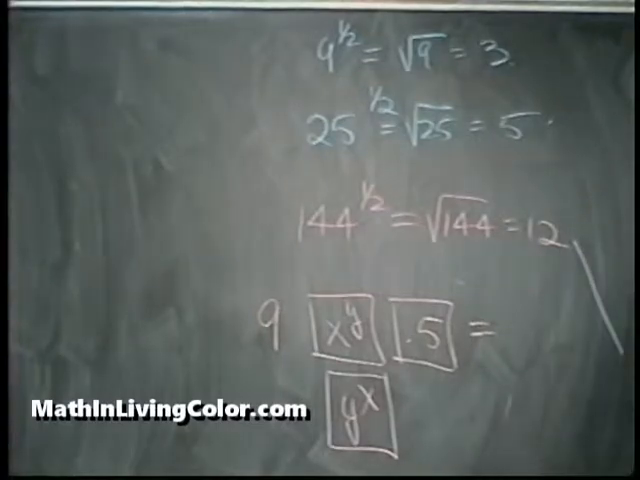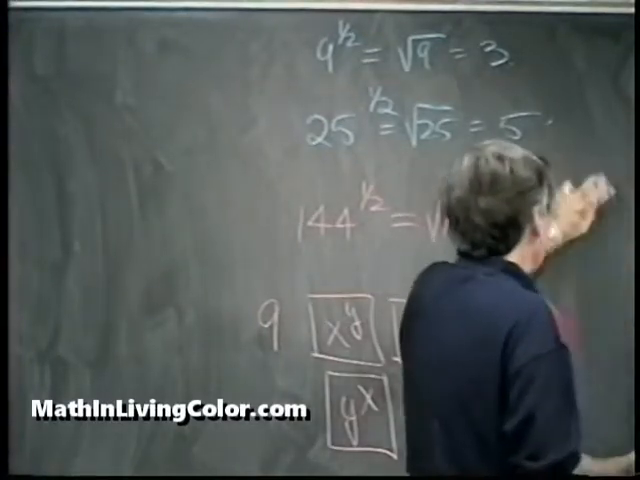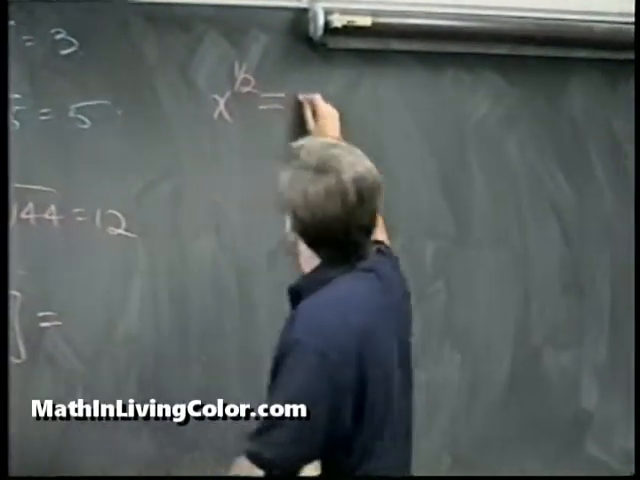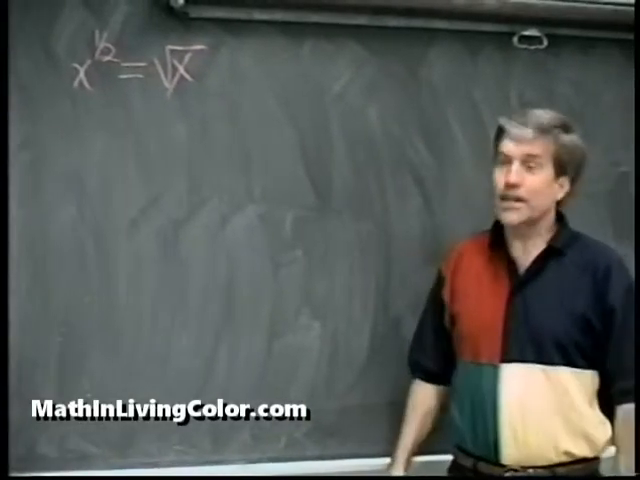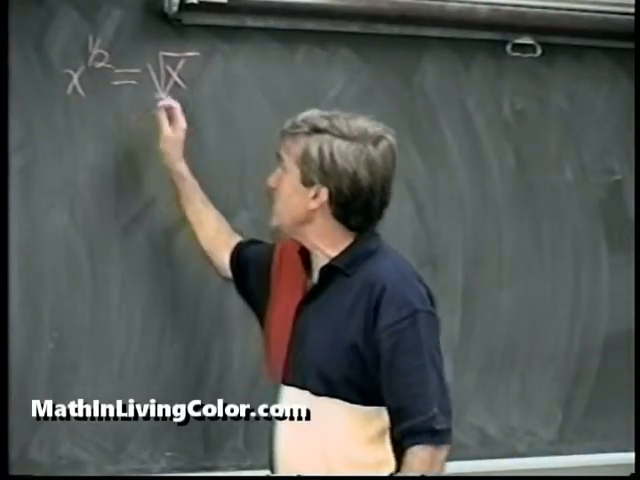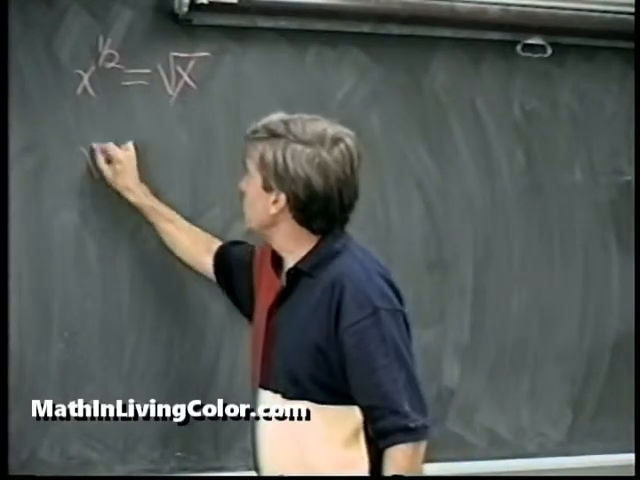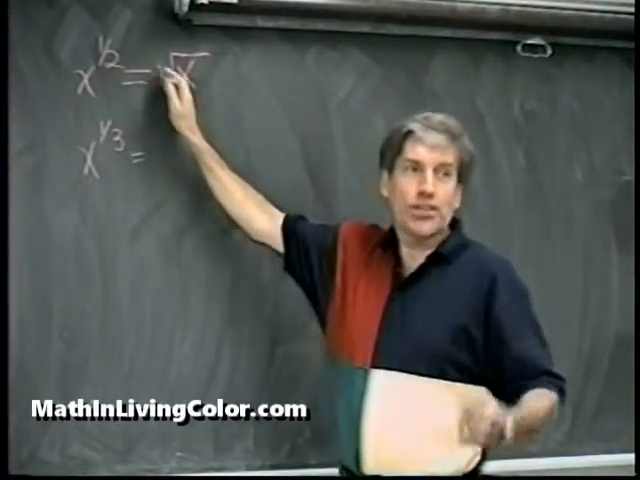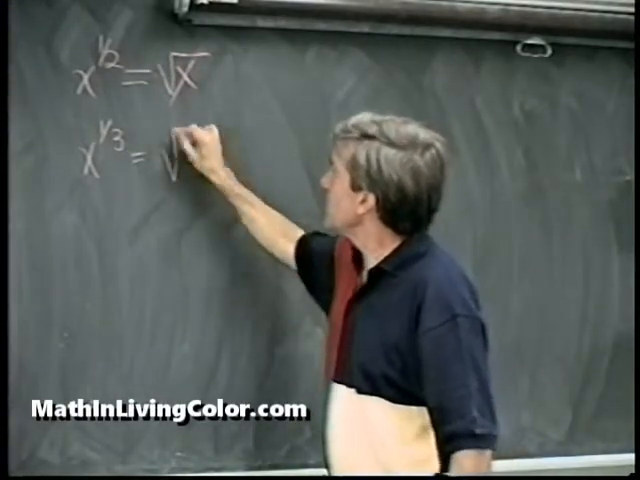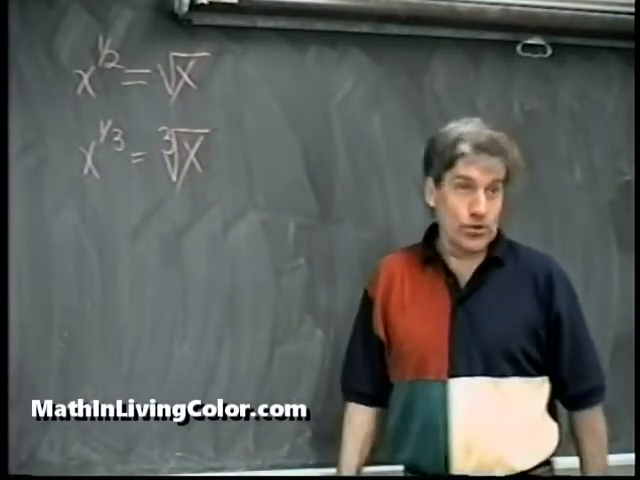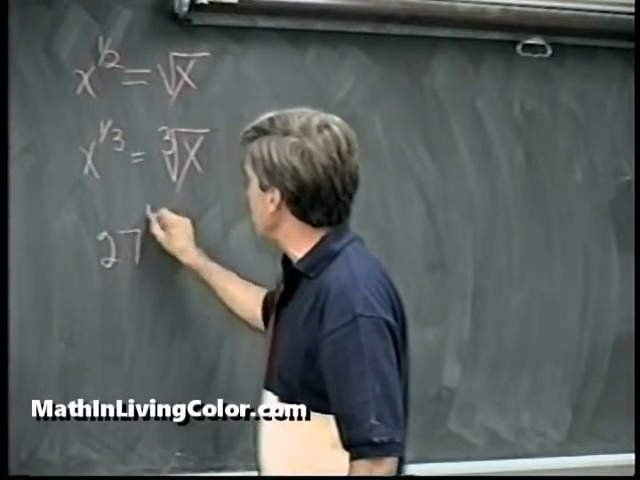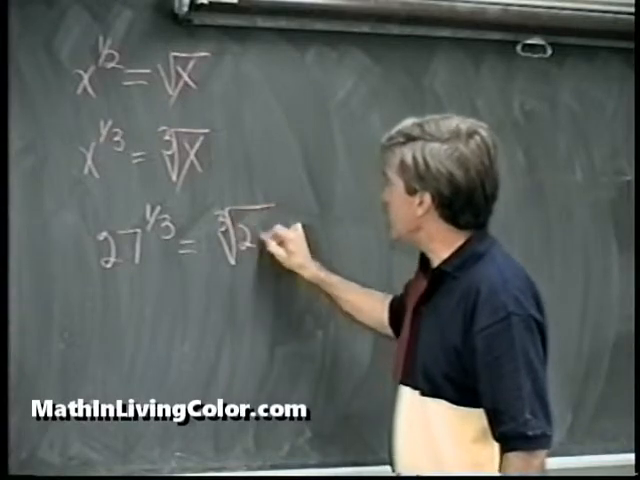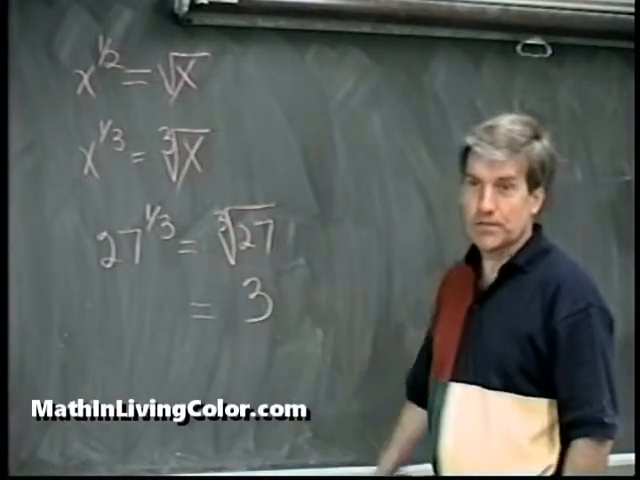Now, if the 1/2 power means square root, in other words, if I said x to the 1/2 power, that means the square root of x, then can you tell me what it would be if I had, let's say, x to the 1/3 power? If the 1/2 power means the square root, then the 1/3 power means the cube root of x, okay? The cube root. So if I said 27 to the 1/3 power, that would be asking you for the cube root of 27, which would be 3, okay?